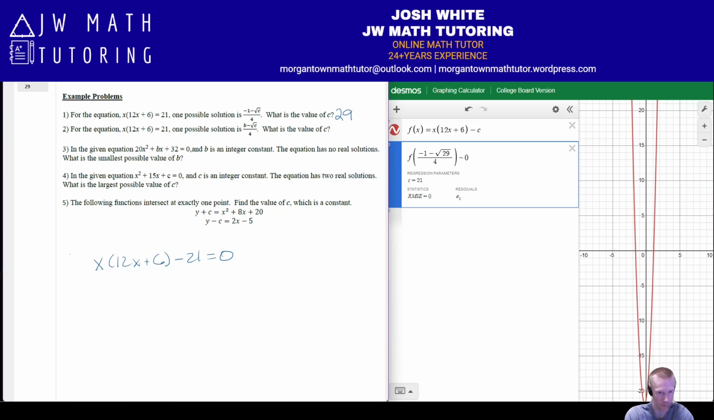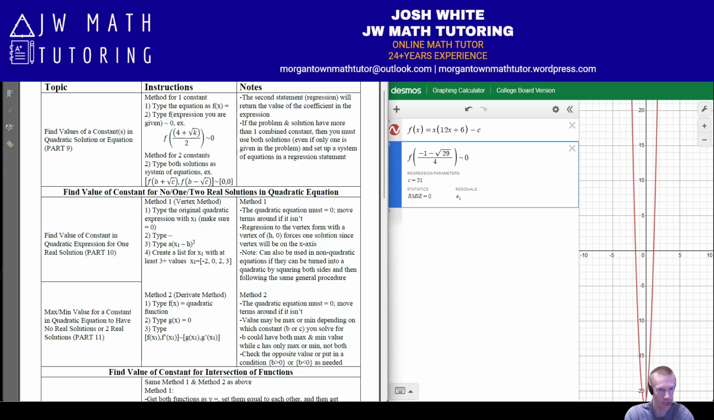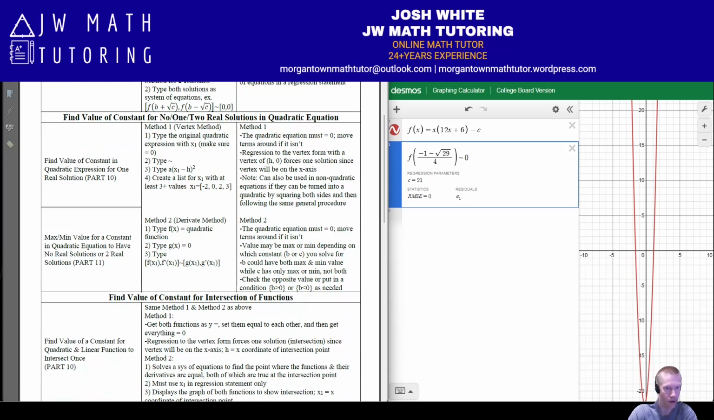All right, now let's talk about the two topics that are basically related, and they have two different methods, but I prefer one method to the other. These are listed as two separate things in the guide because one I added initially in part 10, and the other I added later when I found out about the second method, the derivative method, so that's technically in part 11.